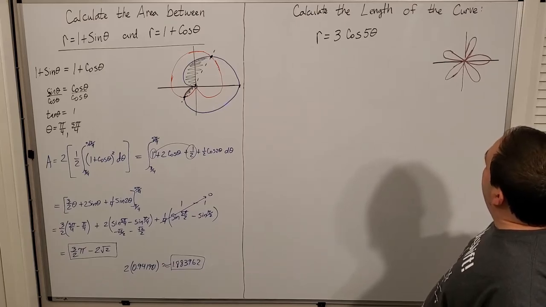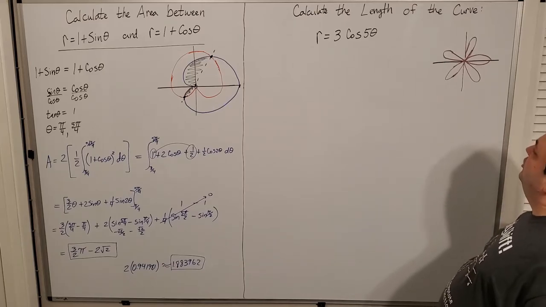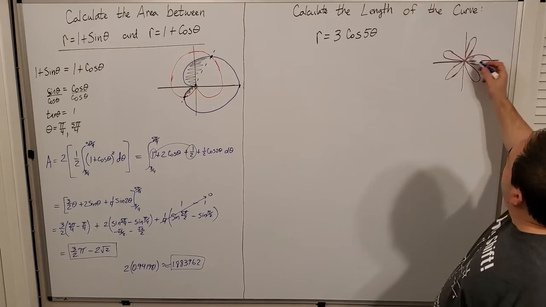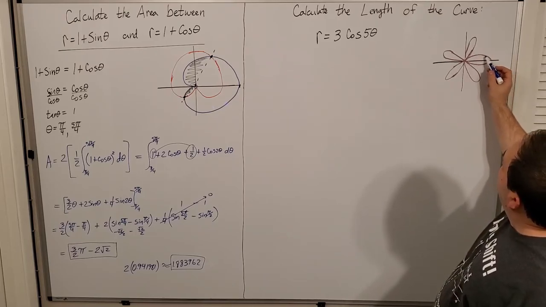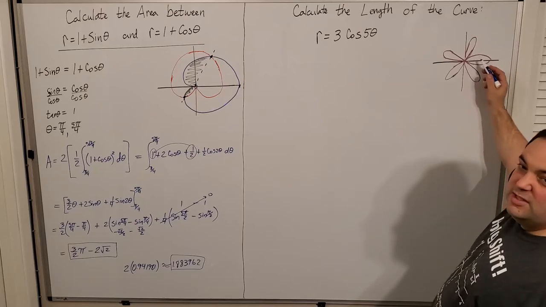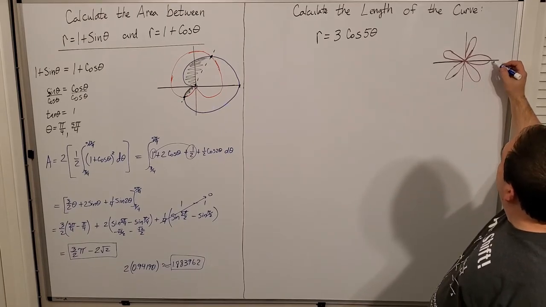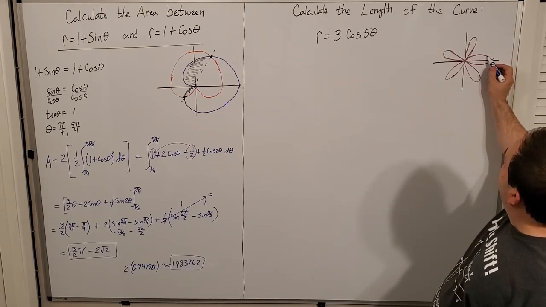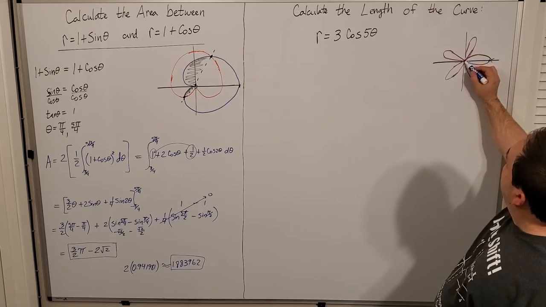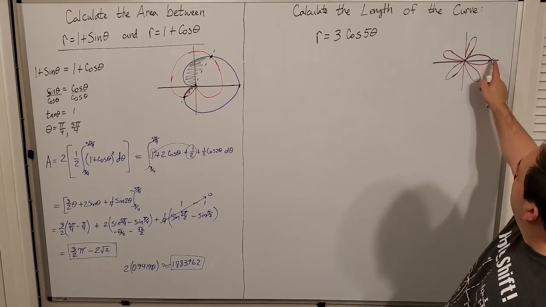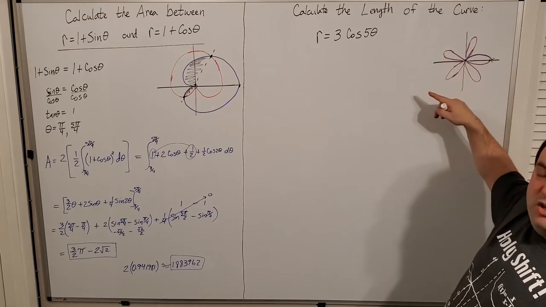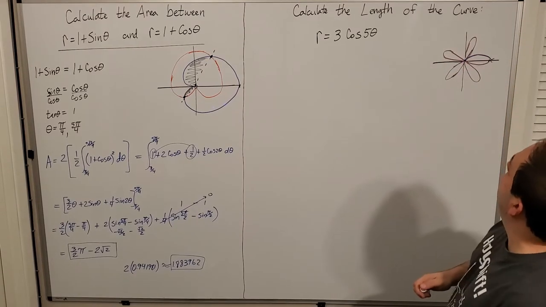Okay, so to do that, what I would need to do is figure out, basically, these are all symmetric. So I really only need to do the length of one, or even just a half of one. And that's actually what I'm going to do. I'm going to start right here, which is at 0 for theta. And then I'm going to do this arc right here until it hits the center. Just this one piece. And then basically there's 10 of those.